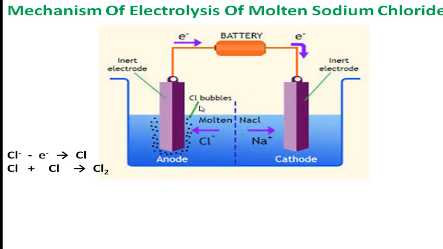So during this electrolysis process, at the anode we will get what? The bubbles of chlorine gas. That means at the anode, chlorine gas is actually produced. Now, which reaction will happen at the cathode?